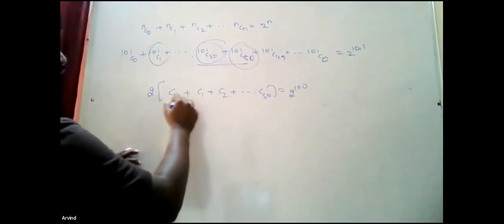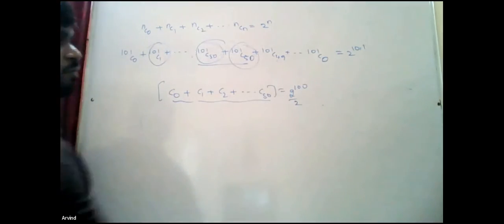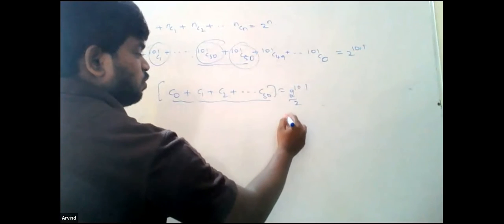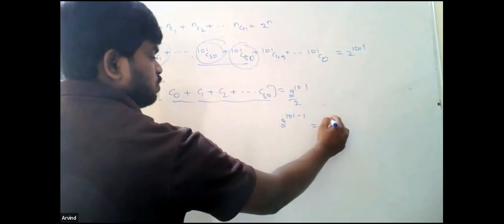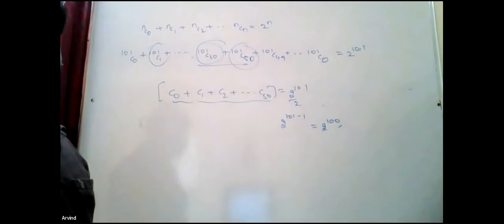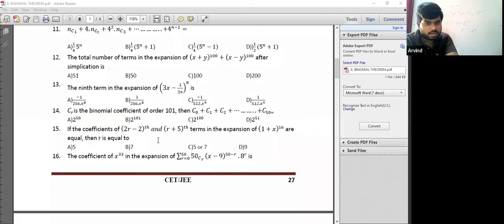I just want this value, I don't want that value. So get it to the denominator and simplify it. 2 to the power 101 divided by 2 is 2 to the power 100. So that's the answer. Okay, so option C will be correct: 2 to the power 100.